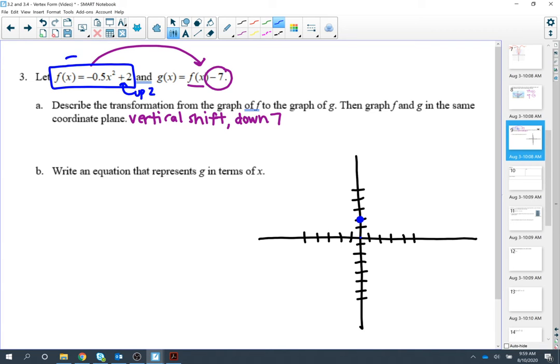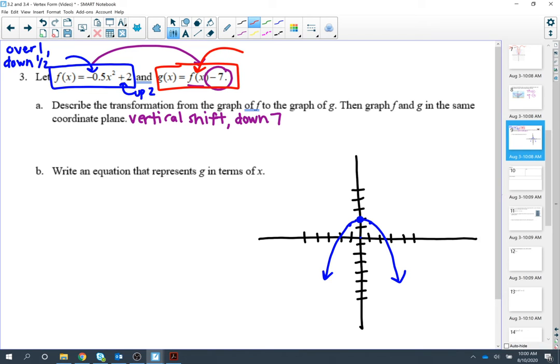Then the -0.5 says over 1 down, because it's negative, 1/2 or 0.5. So I'm going to go over 1 down 1/2, over 1 down 1/2. And then I'm going to make it appear a little bit wider than my typical parabola because the 1/2 is a vertical shrink. Then I have to graph g of x, which is saying, take f of x and move it down 7. So it's right here.